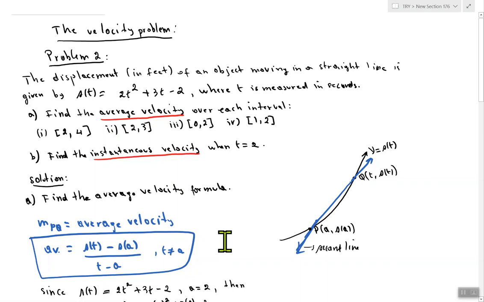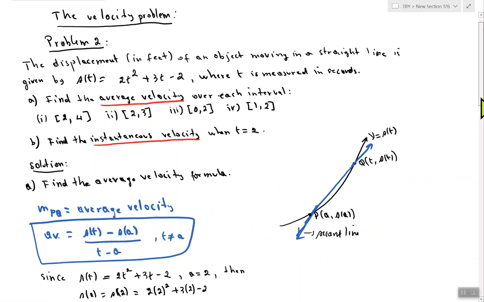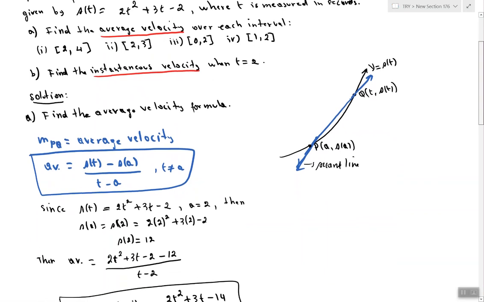For the velocity problem, you pick 2 points. This P is given to us, which is a and s of a, and then you pick an arbitrary point Q, which has coordinates t and s of t. Then you use change in y over change in x: s of t minus s of a, divided by t minus a. It gives you the average velocity equation. You can use that to find the average velocity for any given interval.